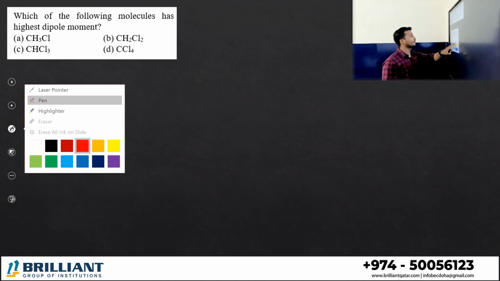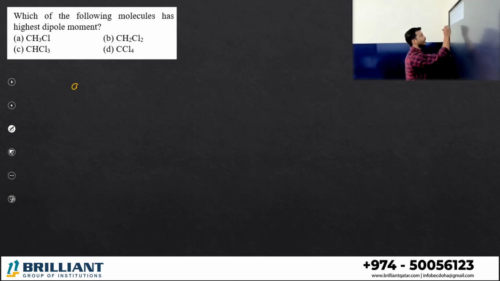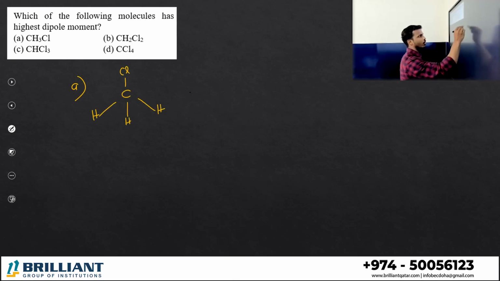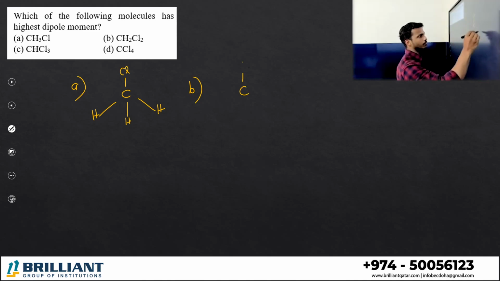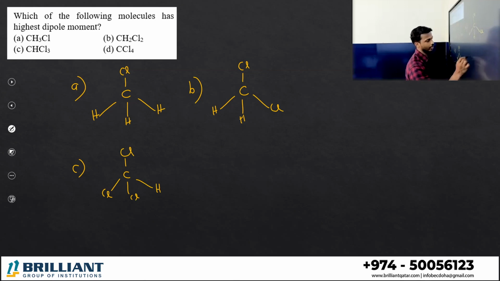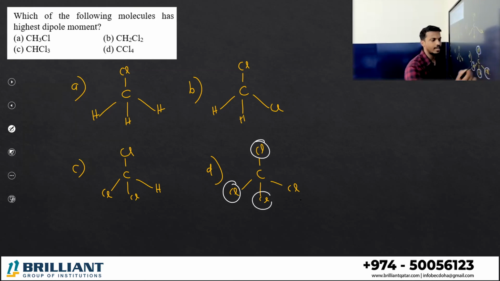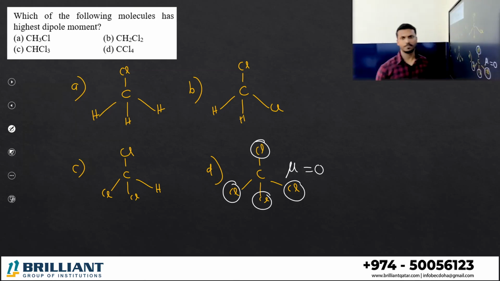Okay, next one. Which of the following molecules has the highest dipole moment? Dipole moment, one question we discussed in CCl4. One another question. Option A, CH3Cl. All their structures are tetrahedral. Option B, CH2Cl2. Option C, CHCl3. And option D, CCl4. I told you before, in a tetrahedral molecule, if all the surrounding elements are similar, the dipole moment will be 0. So no doubt.